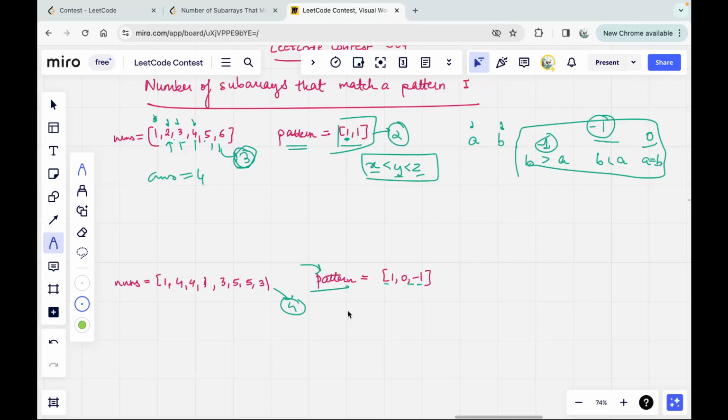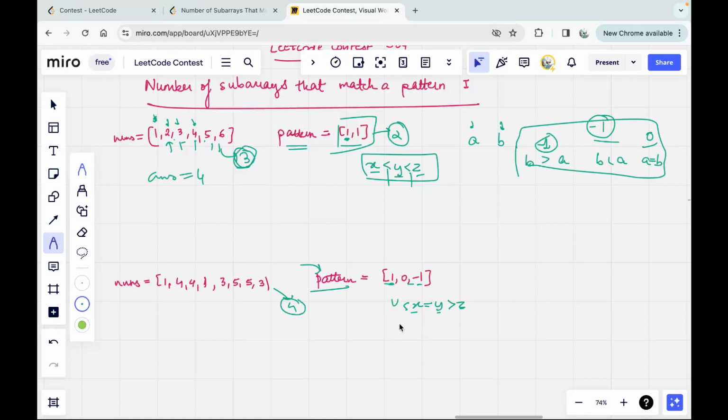Now what is the pattern? Let me consider. So I'll take 4 elements as v, x, y, z. Now let's insert these symbols here, right? The operators that we have to check for, less than, equal to, or greater than. So 1 means less than, v should be less than x. 0 means x should be equal to y. And minus 1 means z should be less than y. So this is the pattern that we have to follow.